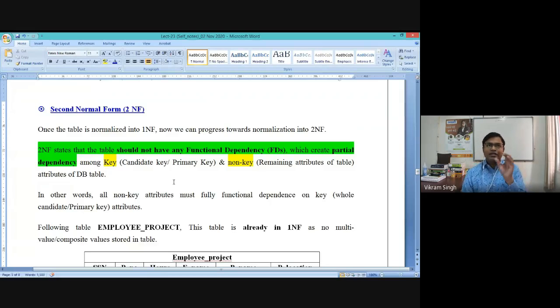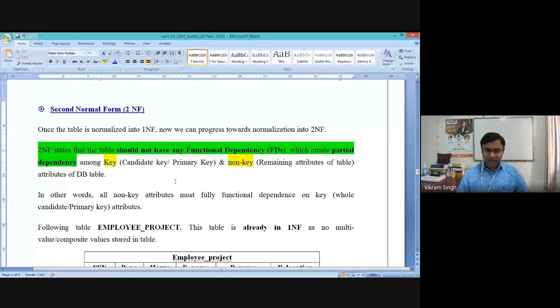So you can have this clarification: all the attributes of a set of functional dependencies which are part of the candidate key are called prime key or key, right? All the attributes which are not part of the candidate key are called non-prime key. It should be very clear to you. So the second normal form says there should be no partial dependency between key and non-key, right?